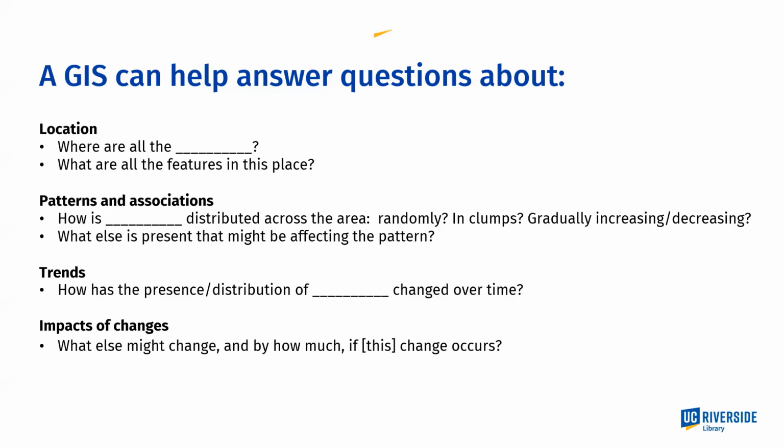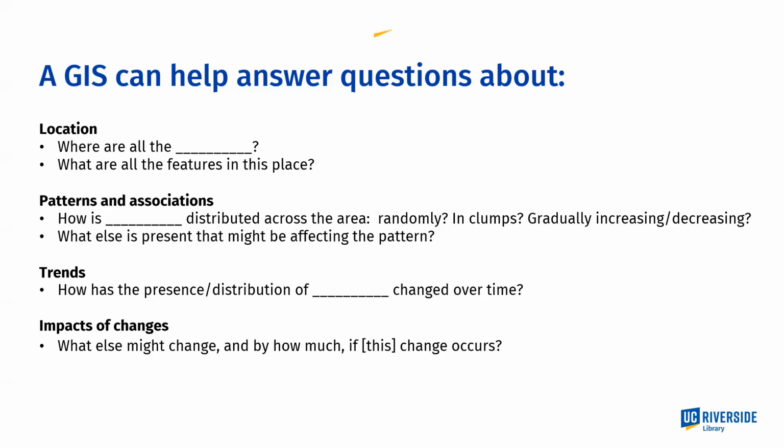And then finally, related to the patterns and the trends, we can think about the impacts of changes for the future. So what else might change and by how much if this change occurs? These days, one we think about a lot is changes in our climate, like temperature rising, sea level rising, things like that. We're able to model what areas are going to be affected and how much and what kinds of effects they're going to be based on this one change. So we can put that into the system and it will come up with some projected answers for us.